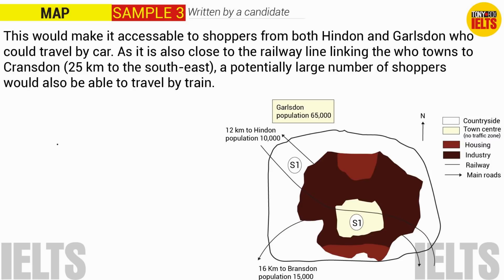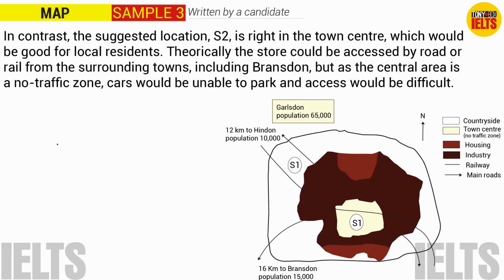It is also close to the railway line linking the two towns to Cranston, 25 kilometers to the southeast. A potentially large number of shoppers would also be able to travel by train. In contrast, the suggested location S2 is right in the town center, which would be good for local residents.